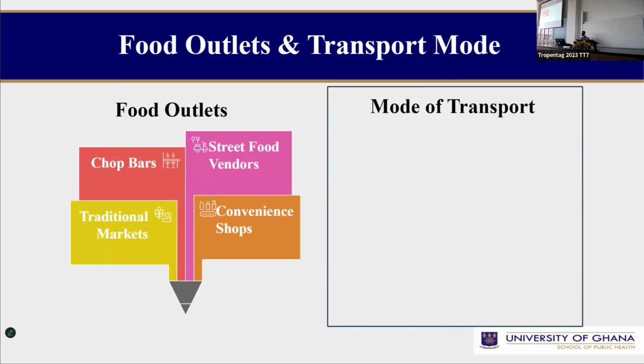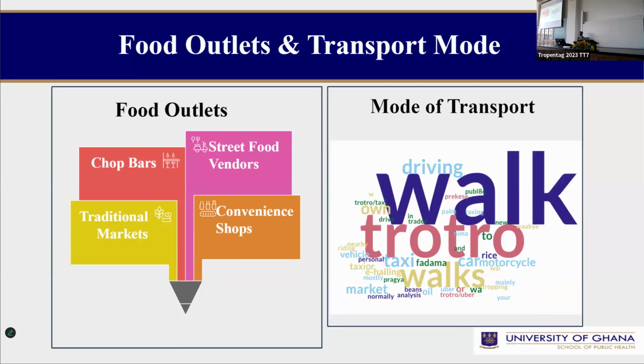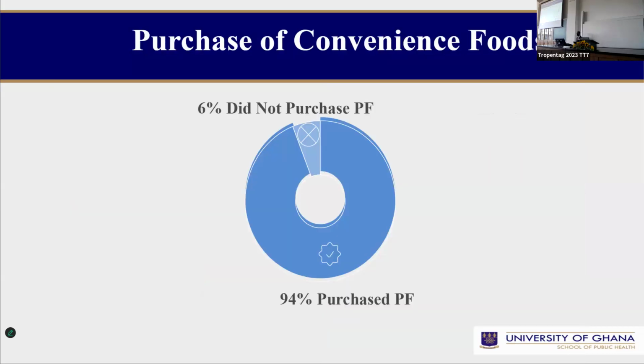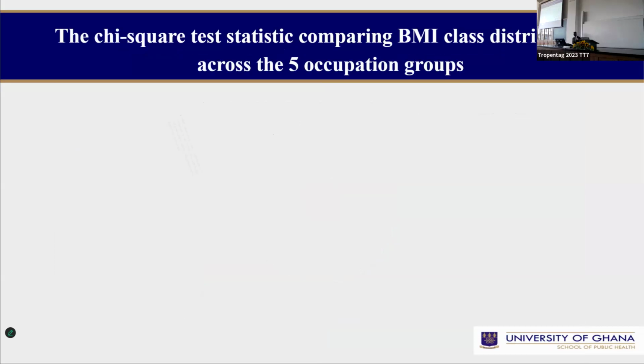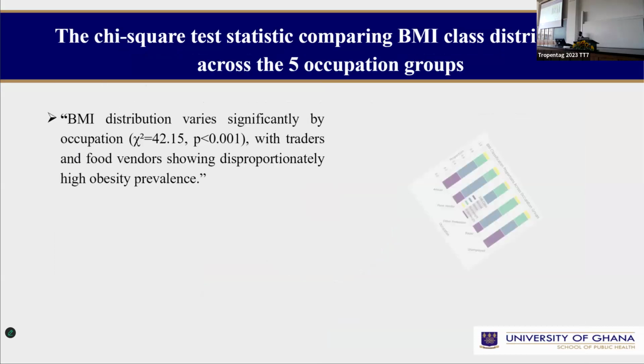That is street vendors, convenience shops, which are small shops within the locality that they get their food from, traditional markets, and also chop bars, which are local restaurants. Their means of transportation is mainly walking because most of the food outlets are located within their space. It also tells you that they much more go for convenient food than any other. 94% of them purchase convenience food according to our results.